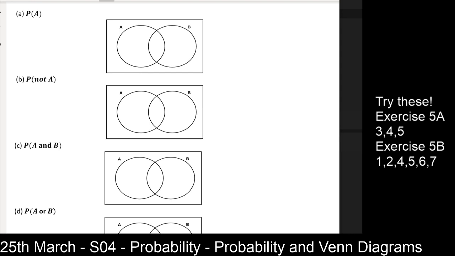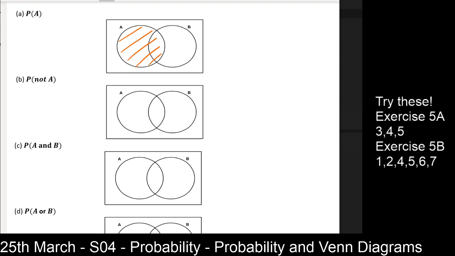Firstly, we've just got our two circles, and it's really important that we draw the box around it. We'll come on to later that we have events that happen outside of these circles. The circle for A just shows all the possibilities. We'll break up the circle in a second to show what each part means. So if I'm looking at the probability of A, it's anything that happens in this circle.